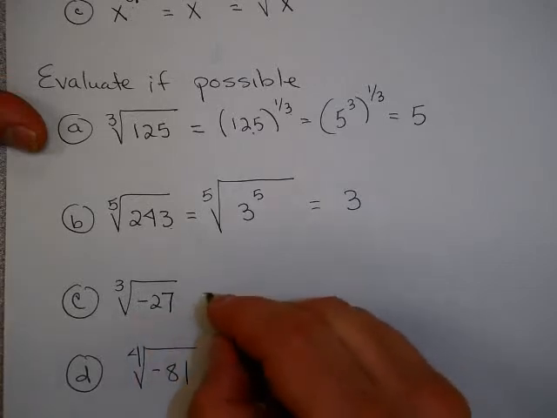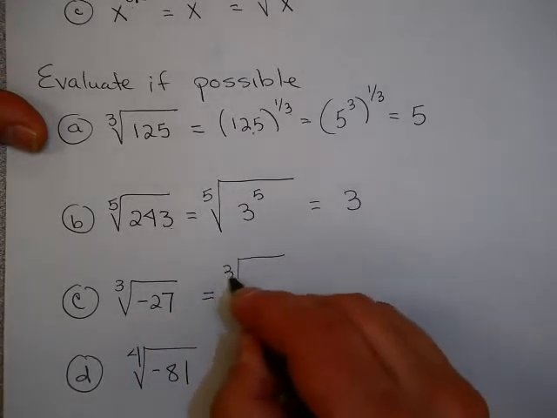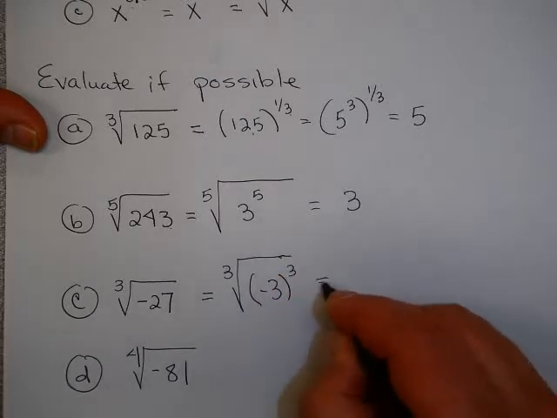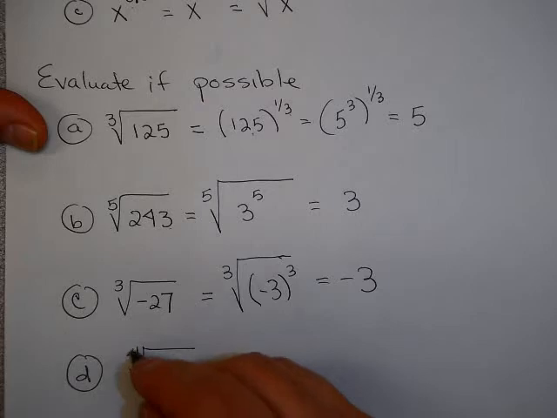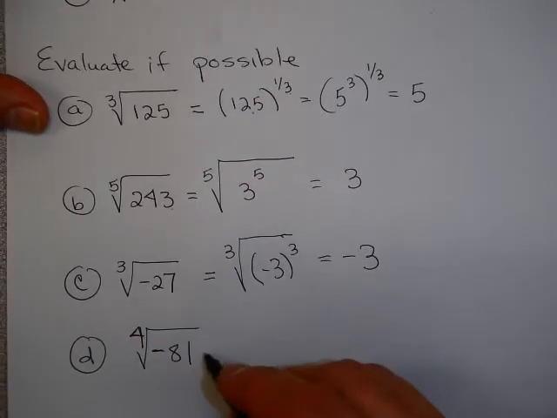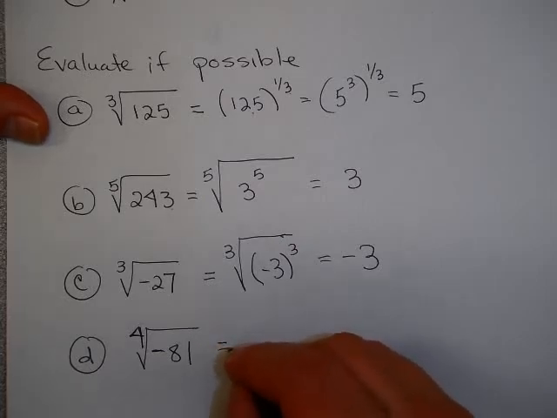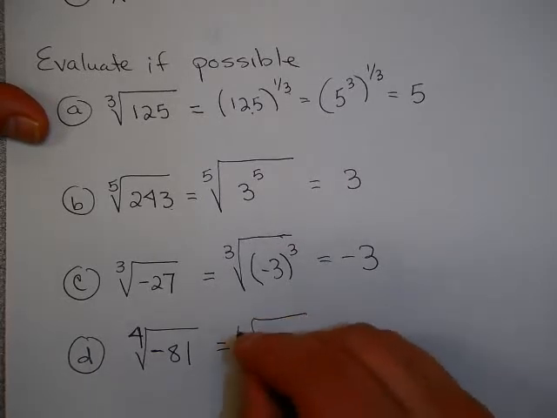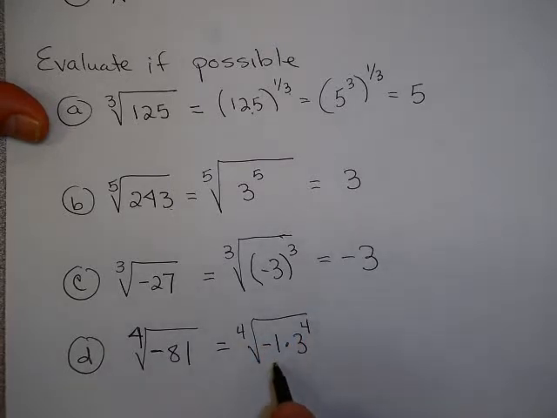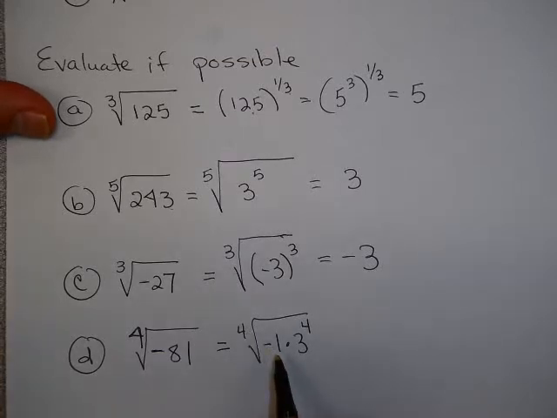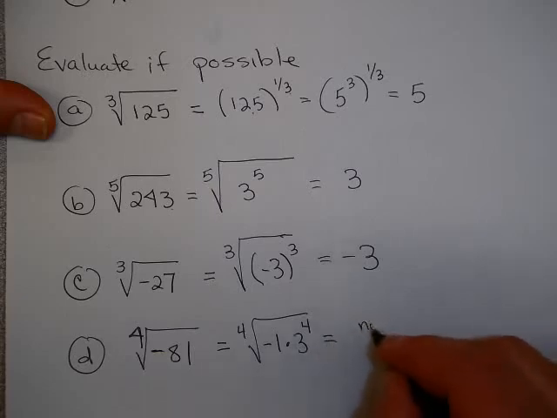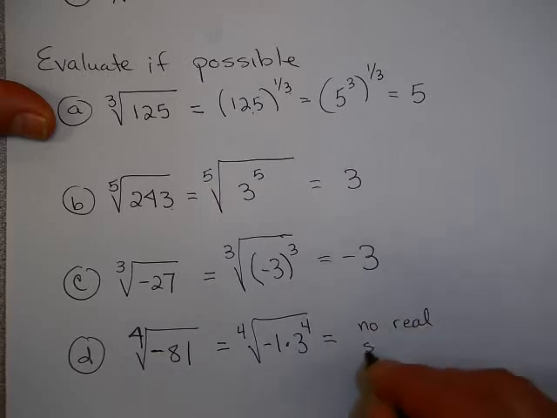What is the cube root of negative 27? The cube root of negative 27 is the cube root of negative 3 cubed, which has to be negative 3. And what about the fourth root of negative 81? Now, if we are not considering complex numbers, negative 81 is negative 1 times 3 to the fourth. But we don't have complex numbers here. I don't have anything that represents the fourth root of negative 1. So this is no real solution.